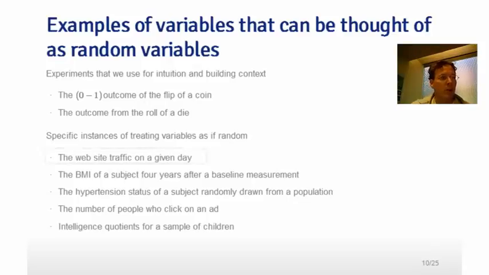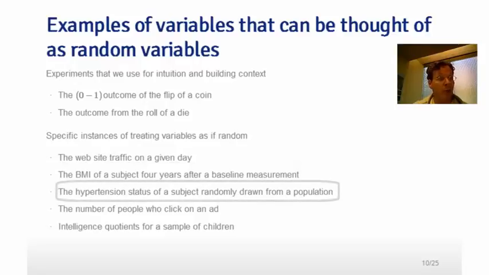The BMI of a subject 4 years after a baseline measurement is a somewhat random example I came up with. In this case, we would likely model BMI, body mass index, as a continuous random variable. The hypertension status of a subject randomly drawn from a population could be another random variable. Here we might give a person a 1 if they have hypertension or were diagnosed with hypertension, and a 0 otherwise. So this random variable would be modeled as discrete.